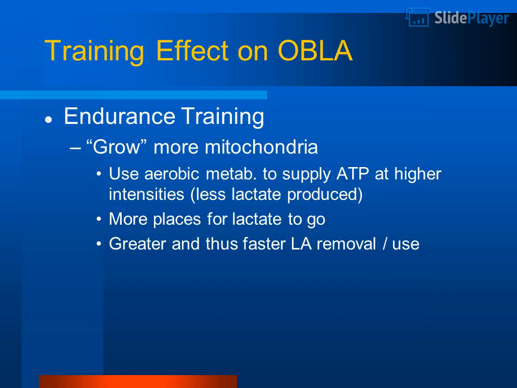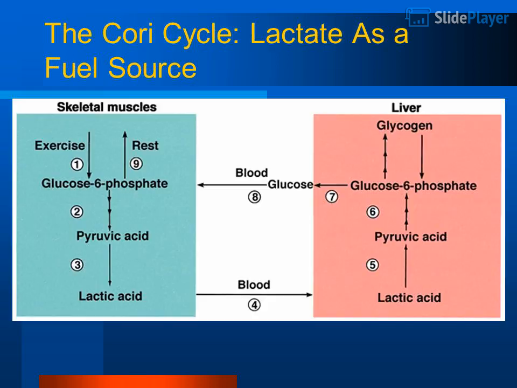Endurance training grows more mitochondria. Aerobic metabolism supplies ATP at higher intensities, so less lactate is produced. There are more places for lactate to go, and thus faster lactic acid removal and use. The Cori cycle, lactate as a fuel source.